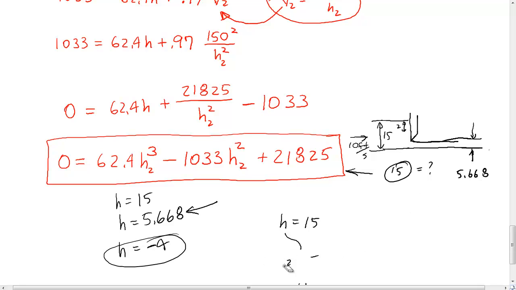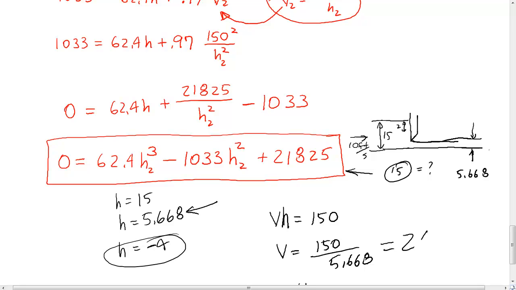5.668. If that were the case, and you knew that v times h was equal to 150, then now you know that v is equal to 150 divided by 5.668, or I have to calculate that real quick. Hang on. About roughly 26.46. 26 and change, or 26 and a half feet per second. So what happened is it sped up and it's moving fairly quick, but the elevation dropped, and that way the continuity is maintained here.